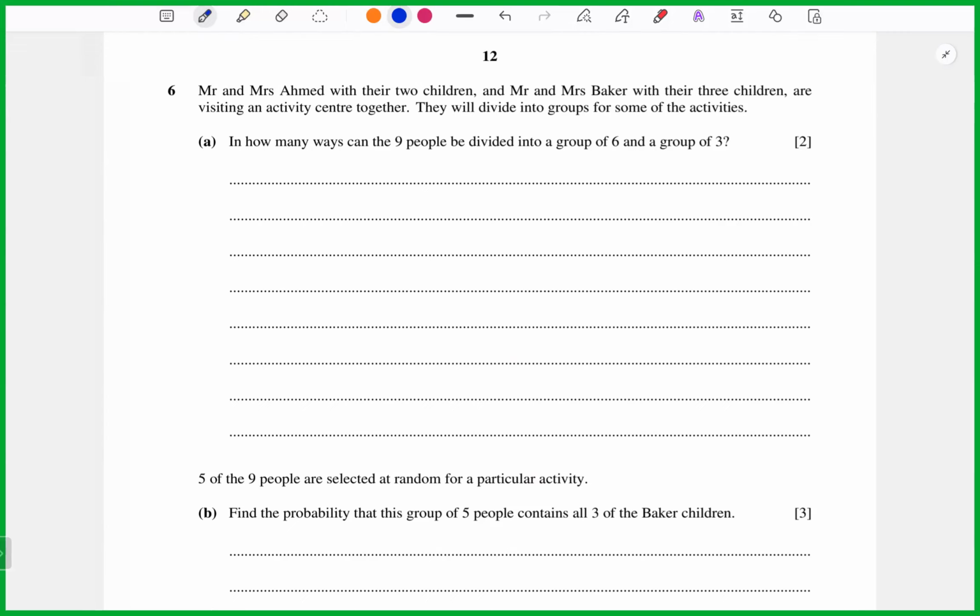All right, so it continues. Let's see question A. In how many ways can the 9 people be divided into a group of 6 and a group of 3? So we try to analyze.